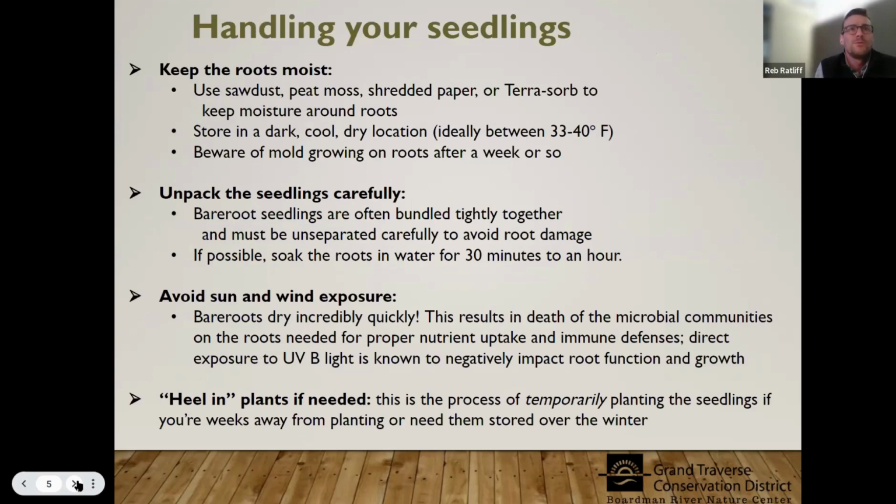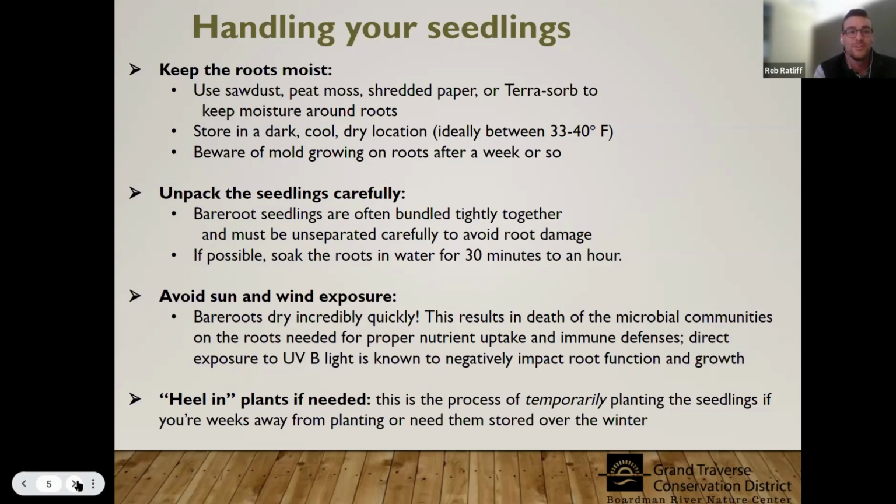Handling your seedlings, keep the roots moist. If you purchase your seedlings from a conservation district, they're going to come packaged and typically with a material inside that's going to retain moisture around those roots for you. You can use sawdust, peat moss, shredded paper, a product called TerraSorb. And if you're not going to plant them right away, make sure you store them in a cool, dark, dry location. Ideal temperatures are 33 to 40 degrees Fahrenheit. Ideally, you're not throwing them into the trunk of your car or somewhere where they can become super warm. You don't want to have them out in full sun.